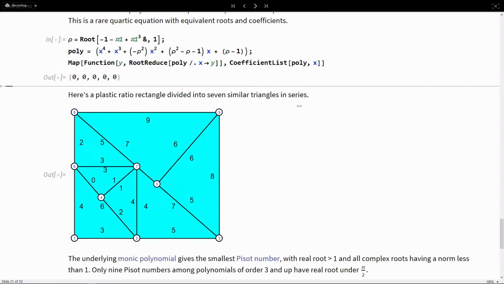And here's a rectangle that is built with 7 triangles in series, all based on the sides having the powers of the plastic constant.